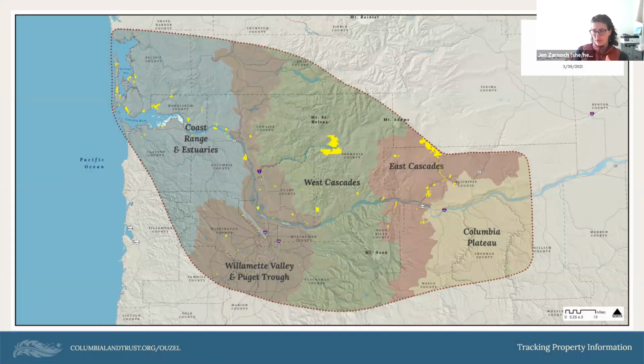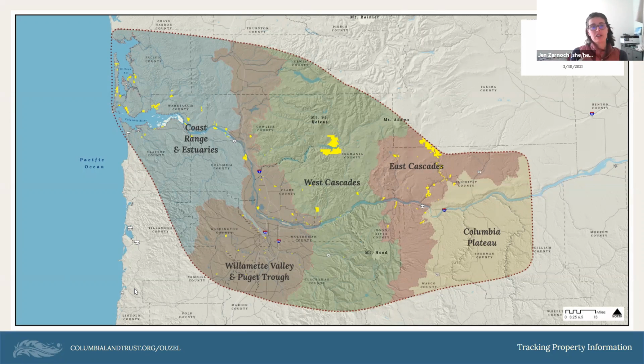I thought it would be helpful to look at this to compare a real world example. So this is our Columbia Land Trust service area. It's very large. You can see these are our ecoregions, the colored polygons, and then those yellow blobs are our properties. In this case, the yellow blobs are just themselves.